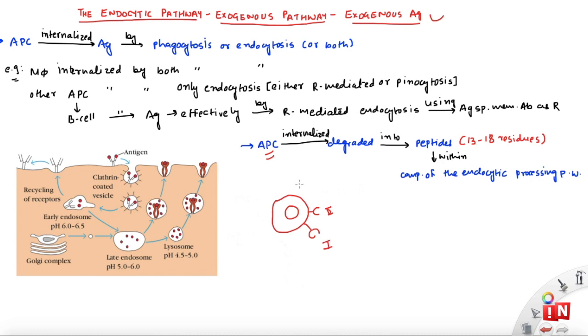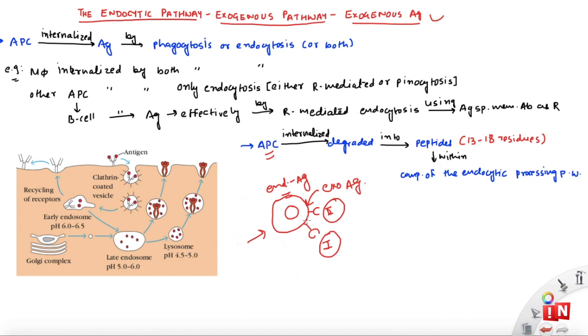If it is infected by endogenous antigen, of course it will take the route of MHC class 1 and go ahead and process it. But if it is taking up the exogenous antigen, it has to express it through MHC class 2. So this particular cell will have both 1 and 2. How would it decide that this antigen is endogenous, so I should opt for MHC class 1 expression, or this antigen is exogenous and I should opt for MHC class 2 presentation? How would it know?